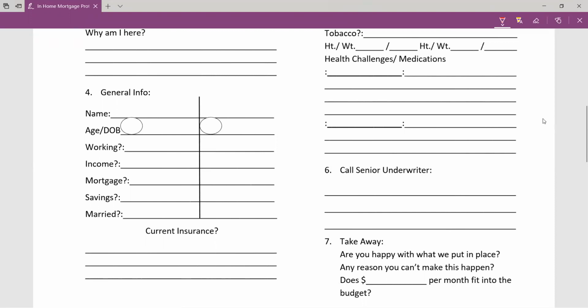So, working question. Next is income. I always ask the income: Mr. Jones, what's the ballpark monthly income for you? It doesn't have to be an exact number, just looking for a ballpark. Getting this information tells me what they're bringing in monthly, and once I get their mortgage amount, I can see what their biggest bill is. So I can gauge how their income levels are.